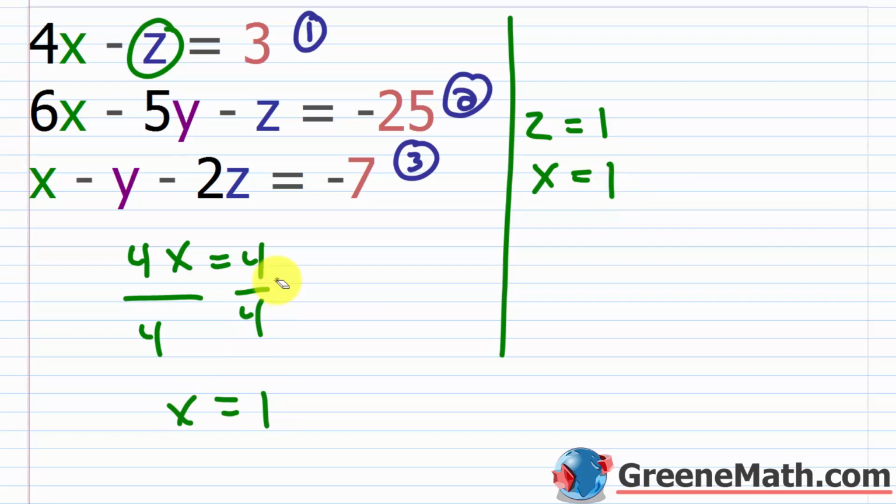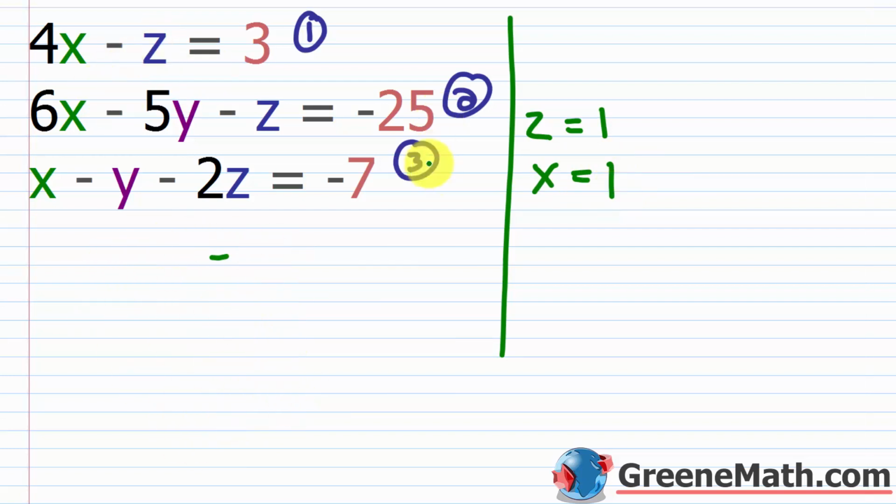Now, what is y? Well, I need to plug into either equation 2 or 3. Again, something with y involved. So let's just go ahead and plug into equation 3. It's a little bit easier. So x is 1, so I'd have 1 there. Then minus y, that's still unknown. Then minus 2 times z, z is 1, so I can just leave that as it is. And this equals negative 7. So 1 minus 2 is negative 1. So let's erase this and put this as a negative 1.